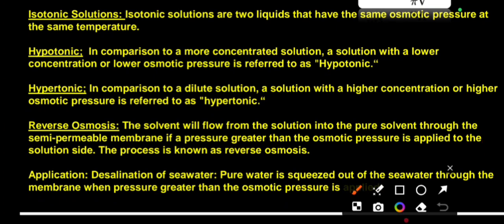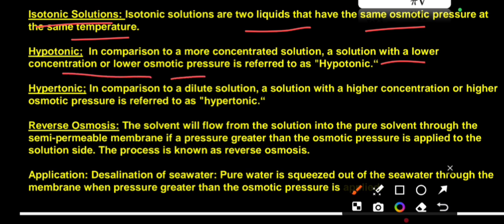So now you can see here the definition. Isotonic solutions are two liquids that have the same osmotic pressure at the same temperature. In hypotonic, in comparison to a more concentrated solution, a solution with lower concentration or low osmotic pressure is termed hypotonic. Okay, hypo means less. If it has low osmotic pressure, it means where it should be: outside.